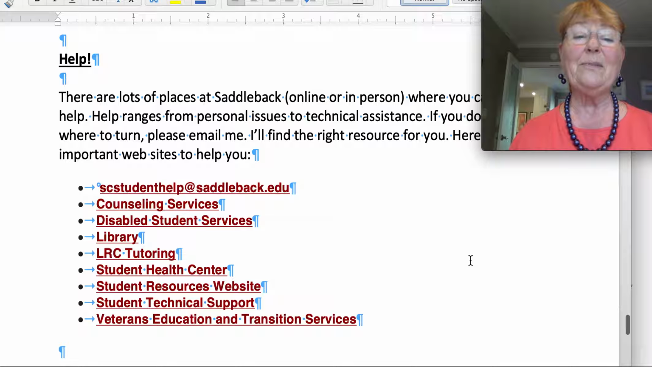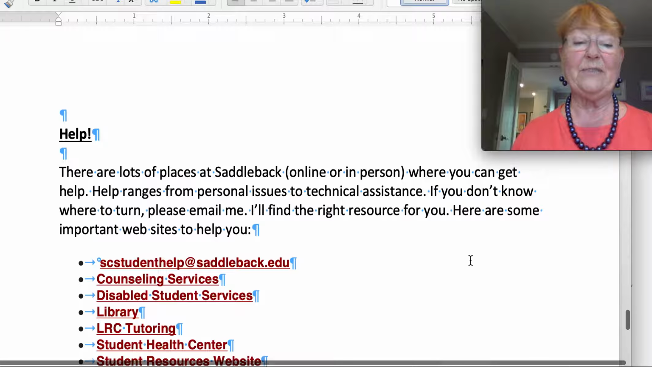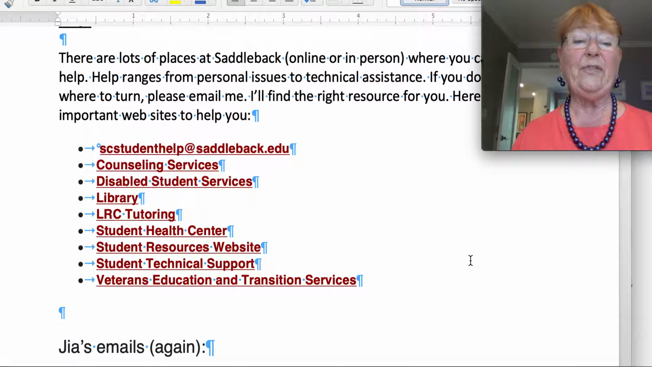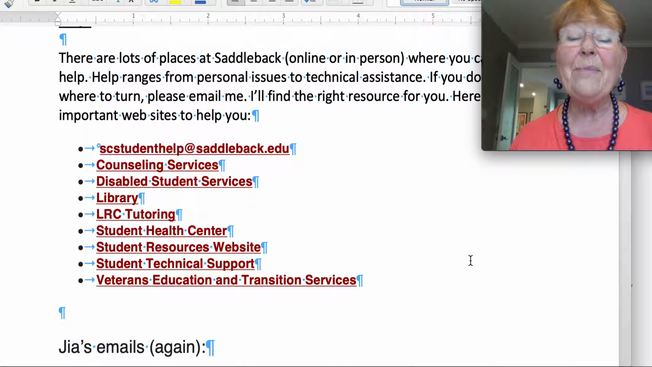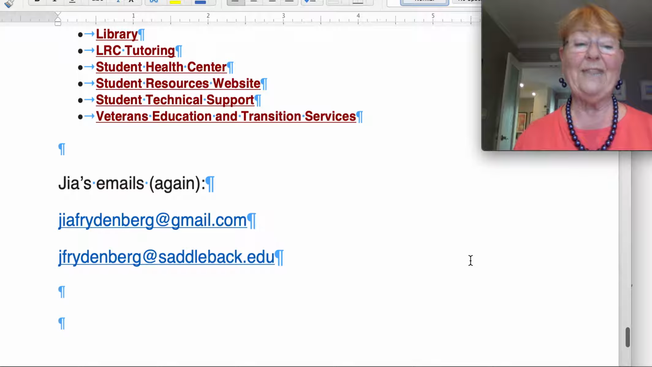Now, there are lots of places at Saddleback, whether online or in person, where you can get help. So if you're traveling and you're only online and you can't get to Saddleback, there are places, and you can click on any one of these resources to find something for you. If you don't know what to do, email me. If you email me, I'll find the resource for you. And here are quite a few resources, and at the end, almost end, my emails again.